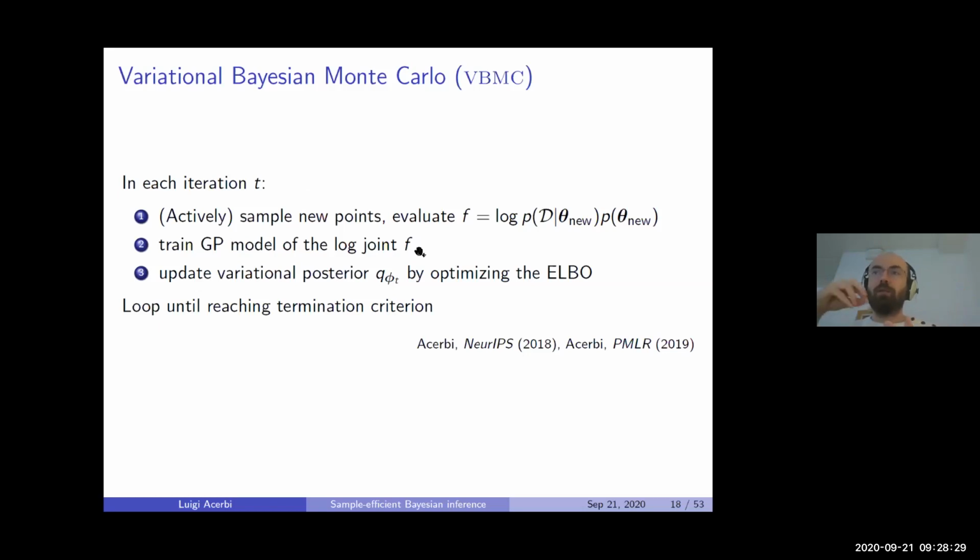Then what you do is you train a GP model of the log joint with all the likelihood evaluations you have so far, and then you update your variational posterior by optimizing the ELBO, using the GP to approximate the true posterior. And then you keep looping until you reach some convergence criterion. This is much simpler by showing you a demo.